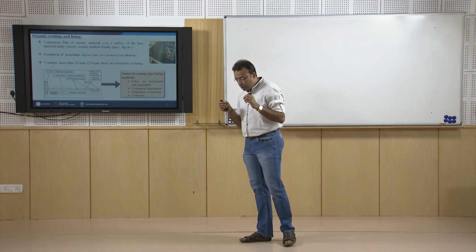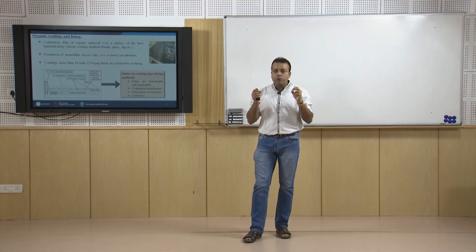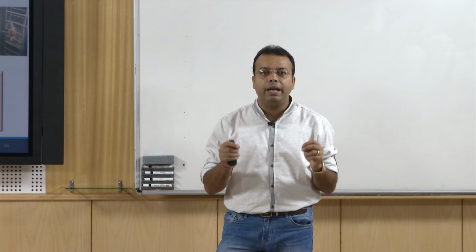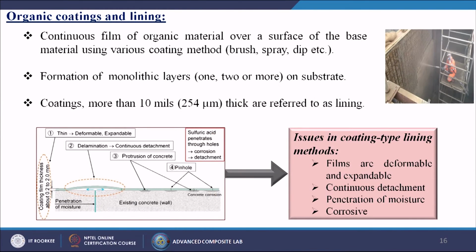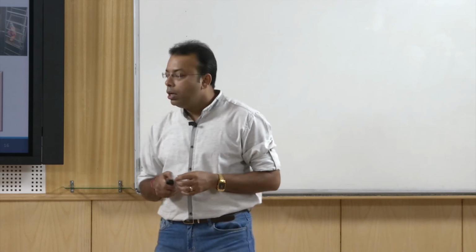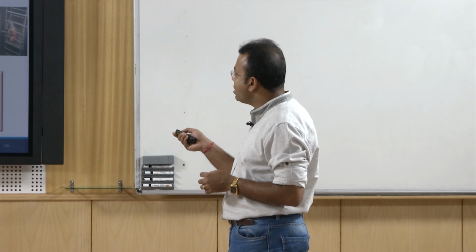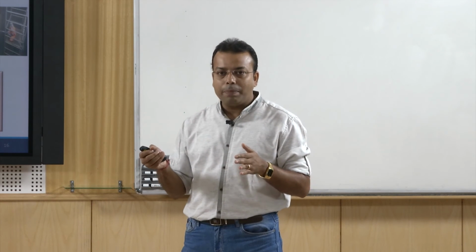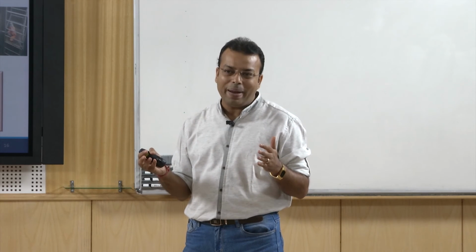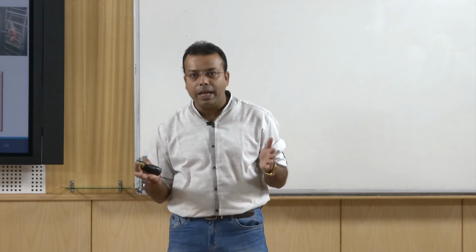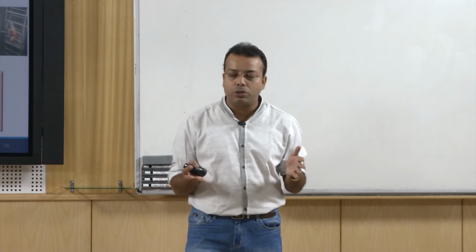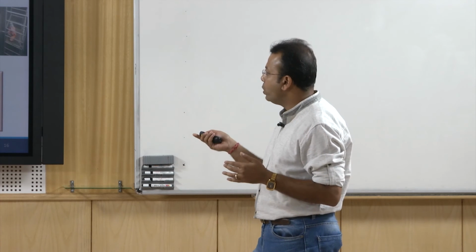Before we start, we have to know which one is called a coating and which one is known as a lining. Coatings more than 10 mils, or 254 micrometers thick, are referred to as linings; below that, it is known as a coating. In this figure you can see that they are applying some kind of liquid or paint onto the metal surface. There should not be any chemical reactions between them, by which we put a coating onto the base material.